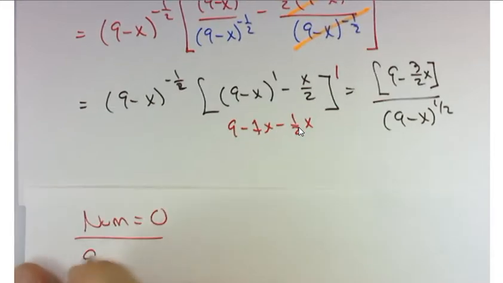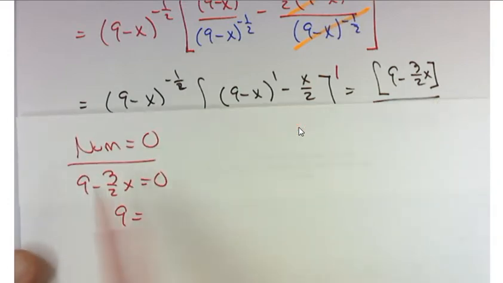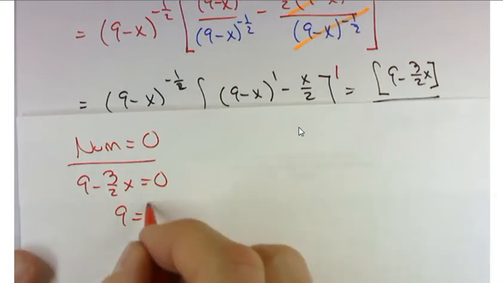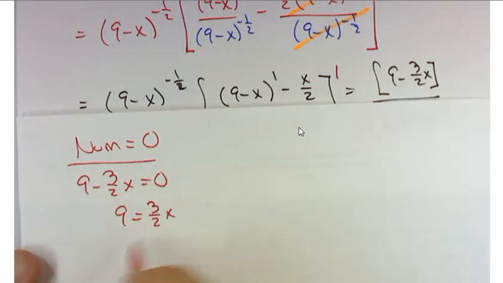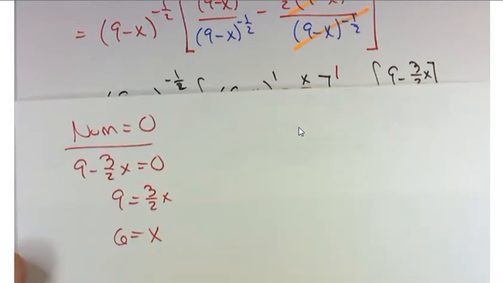That would be 9 minus 3/2 x equals 0. For convenience, let me move the 3/2 to the right side. So the 3/2 x becomes positive. If you multiply both sides by the reciprocal, 2/3, 2/3 of 9 gives you 6. So that's where the numerator equals 0.